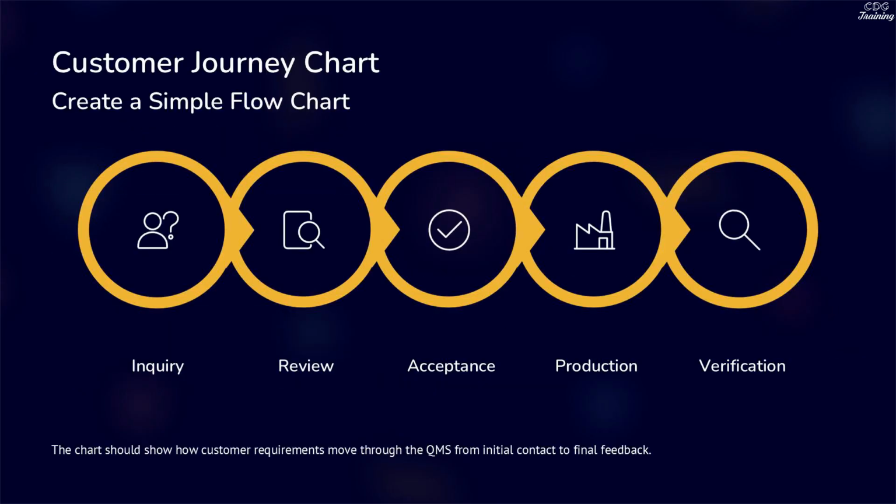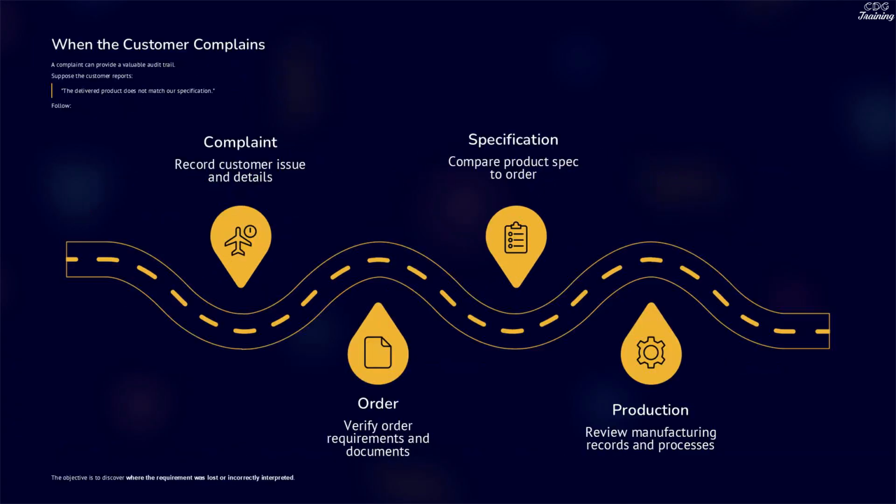The chart should show how customer requirements move through the QMS from initial contact to final feedback. This simple flowchart illustrates the customer journey. A complaint can provide valuable insights. Follow the customer issue from complaint to resolution, ensuring requirements are met and not misinterpreted.